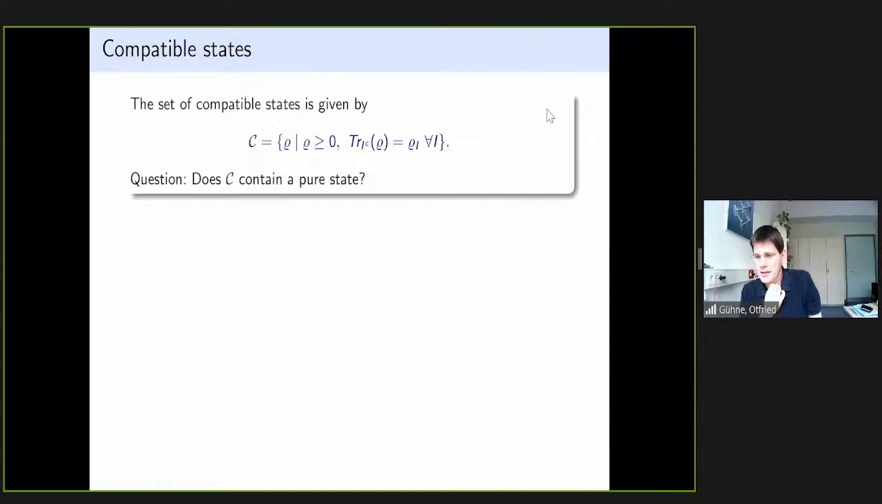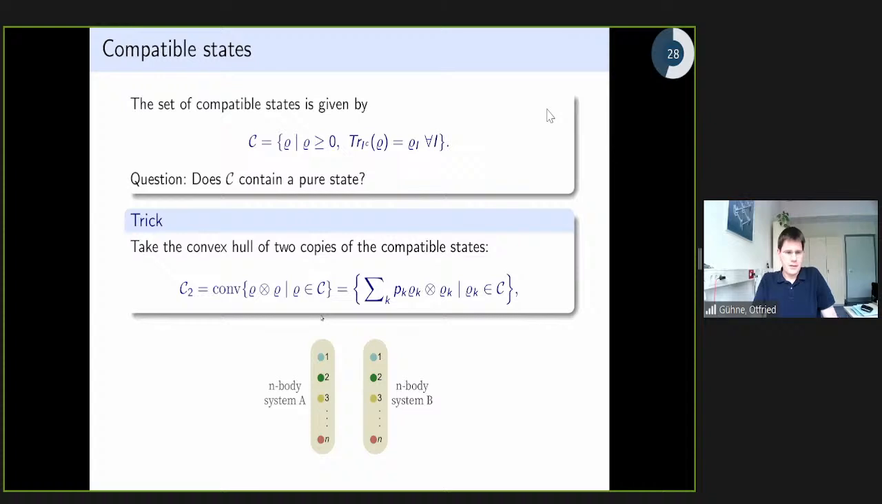Good. Next step, how can we test whether there's a pure state in it? Testing for purity is actually ugly, because purity is a nonlinear function of the state. So the trick to go beyond that is to go to two copies, in the following sense. I take this set and take two copies of these states, essentially two times the same state, and take the convex hull, which means I take, with some probabilities, states of this form. This now gives me a two copy system. So I have my first n body system, which is my original problem, and I take a second copy, and I ask for this convex hull in this space.